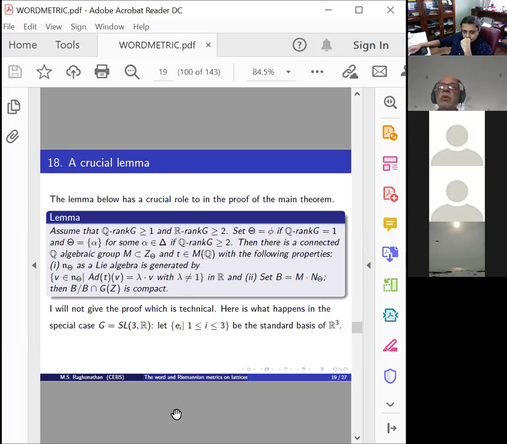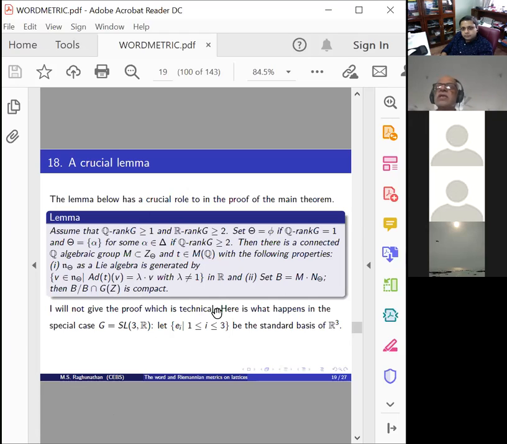The lemma below has a crucial role in the proof of the main theorem. Well, I don't think I'll be able to give a comprehensive proof of the main theorem. I will indicate something, but assuming a number of things, and one of the things I'm going to assume is this lemma.